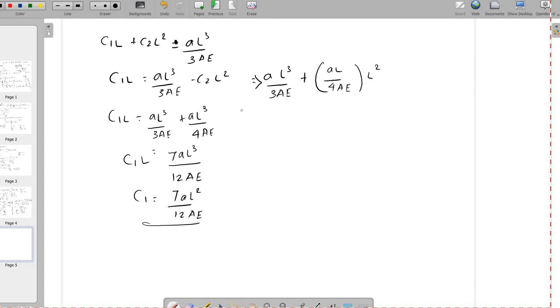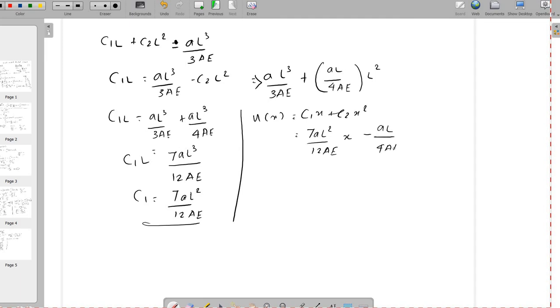Now the displacement function u of x is equal to C1x plus C2x square. We can substitute the C1 value and C2 value: 7AL square by 12AE into x minus AL by 4AE into x square. So this is the general equation for the displacement.